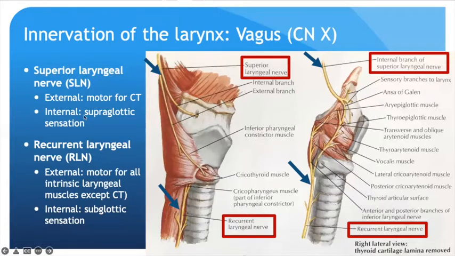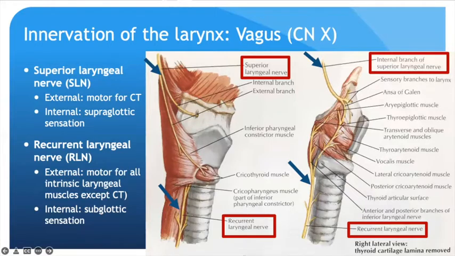The internal branch of the superior laryngeal nerve is responsible for supraglottic sensation. Things like a gag reflex, for example, might be fed by this branch of the superior laryngeal nerve. The recurrent laryngeal nerve has two branches, external and internal. The external branch is responsible for innervating all of the intrinsic laryngeal muscles except for the CT. So the lateral cricoarytenoid, the posterior cricoarytenoid, the interarytenoid, the TA muscle, it's responsible for all of those muscles. And it also is responsible for subglottic sensation as well.